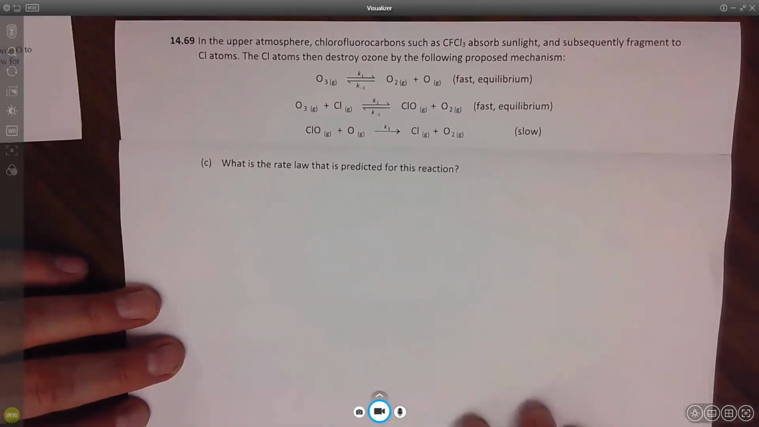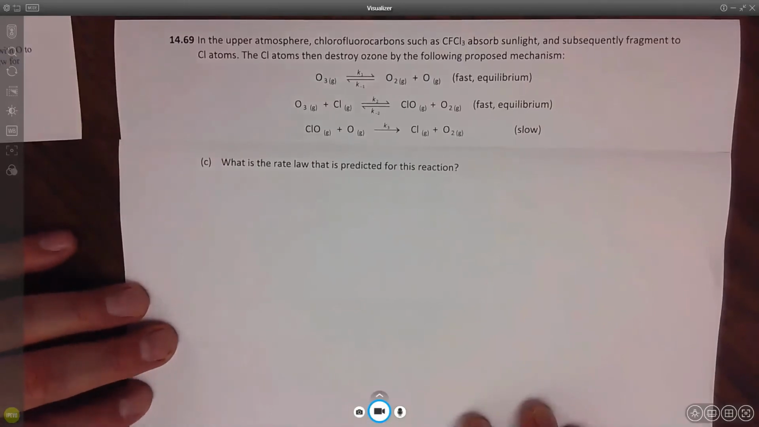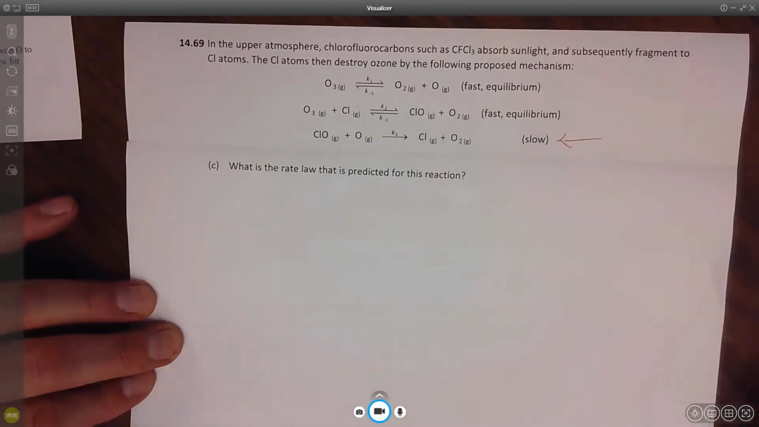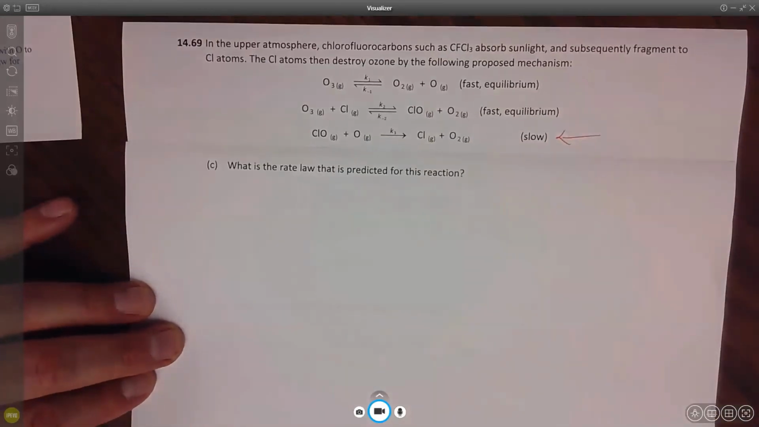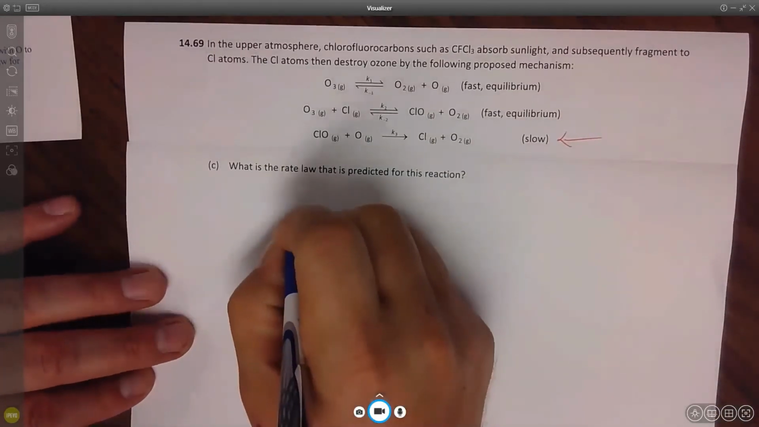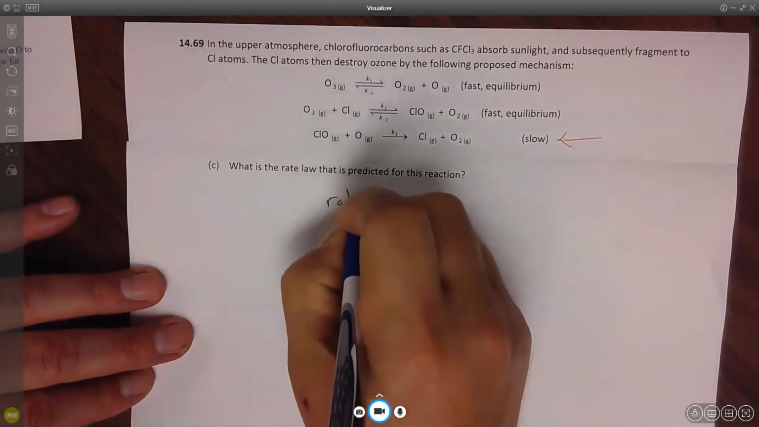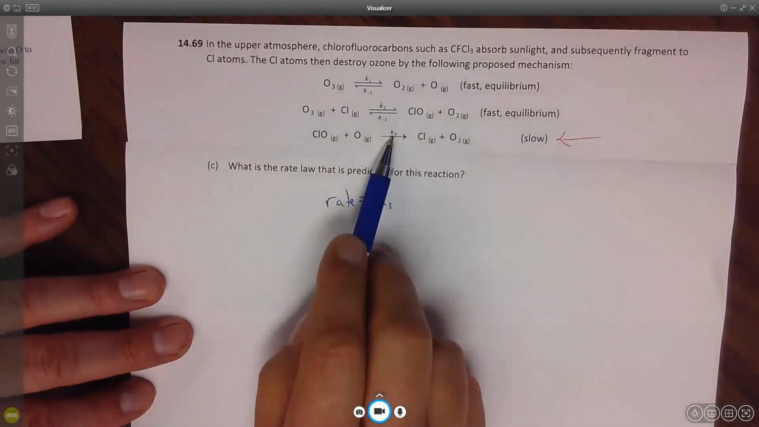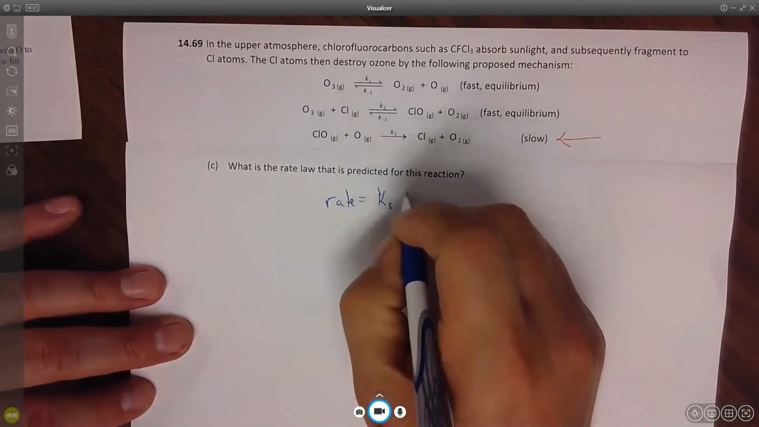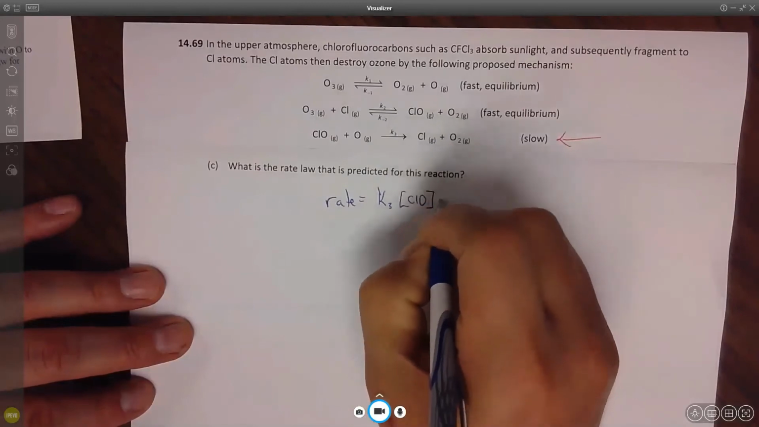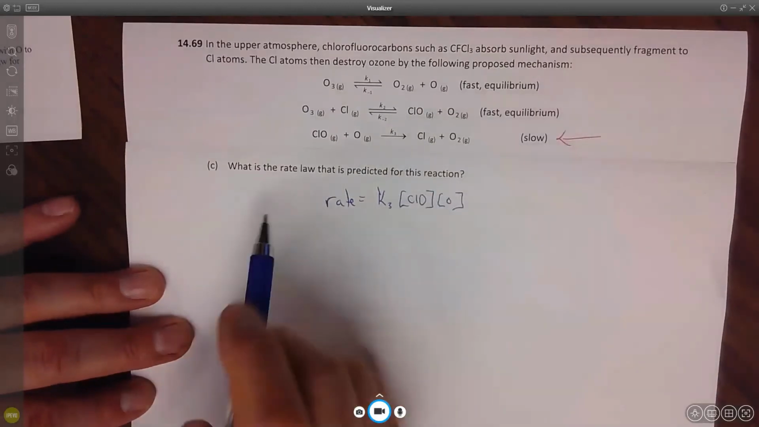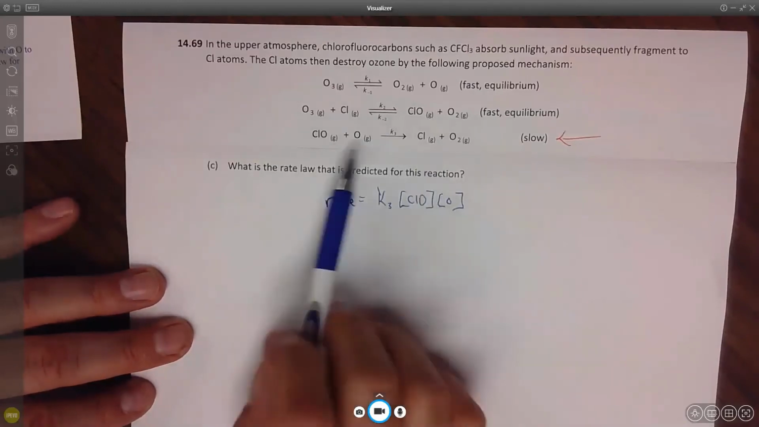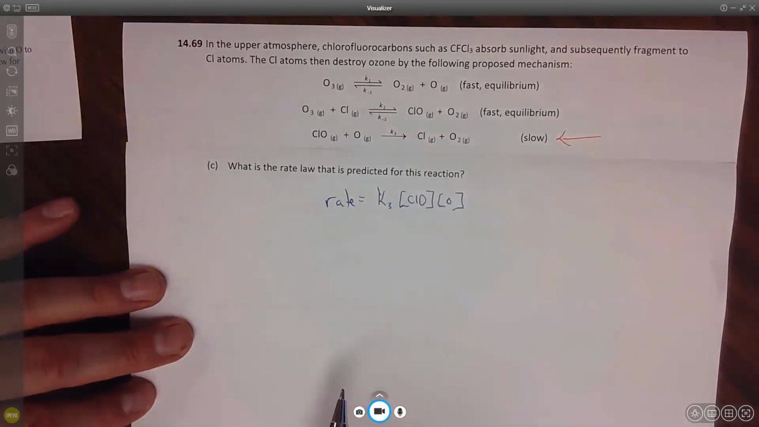Now what is the rate law for this predicted reaction? Well, we know that the rate law is dependent on the slow step. So that means it's going to look like this. Rate is equal to K3 times the concentration of the reactants, each raised to the coefficient, which in this case they're both 1, in the elementary step. Okay.